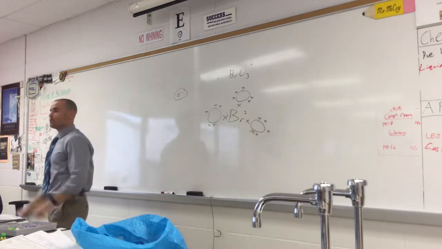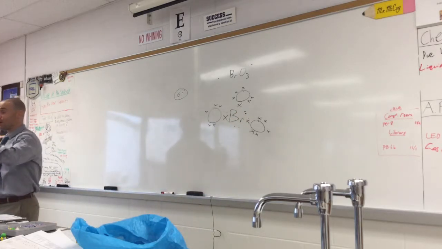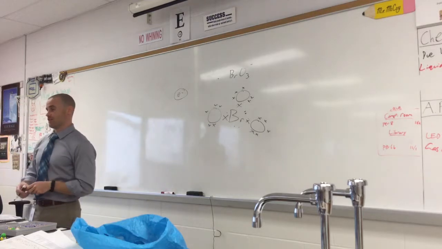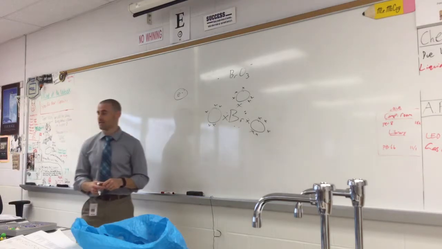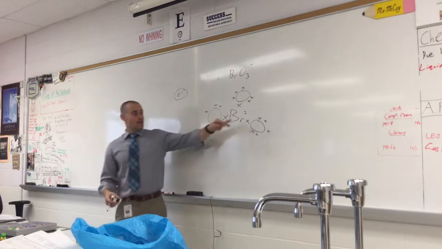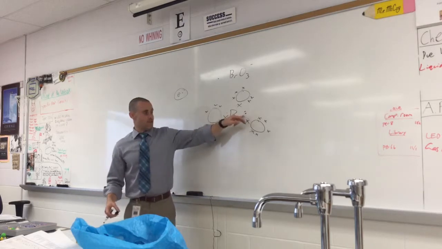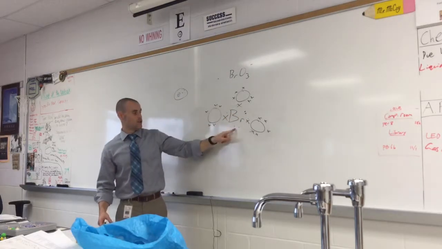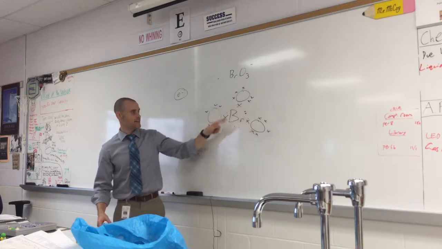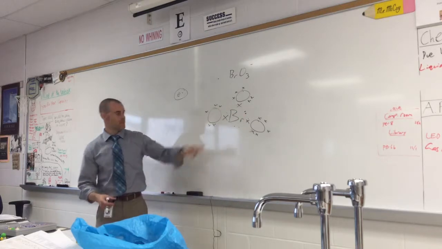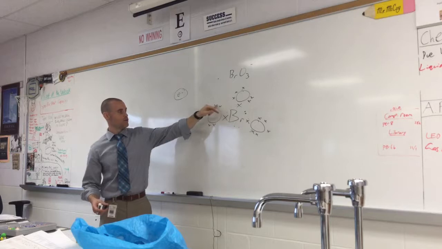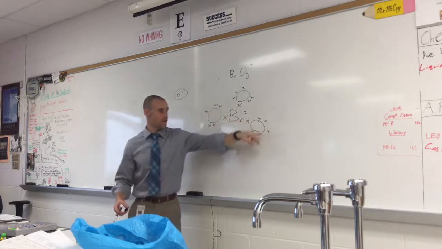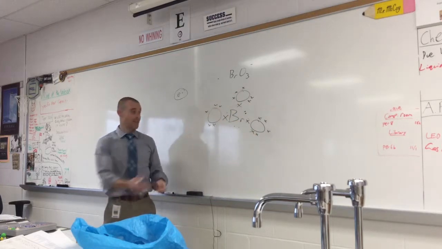You can do whatever you want with these dots as long as what? It's stable and you get a full valence shell. Now, I have Br with how many dots? 2, 4, 6, 8, 10. I don't like that. Oxygen has 7. 1, 2, 3, 4, 5, 6, 7. So let's take these two dots.